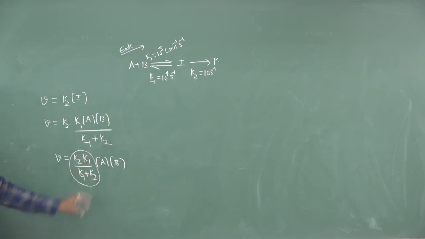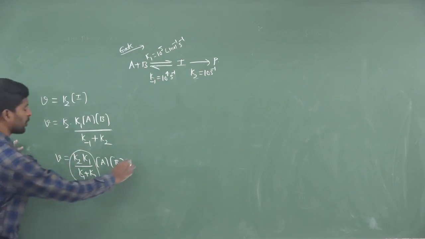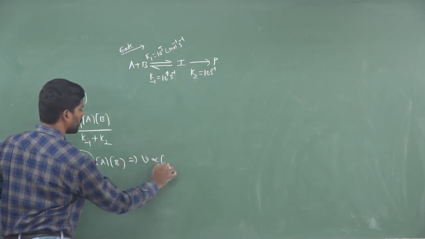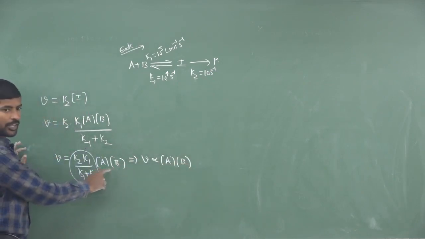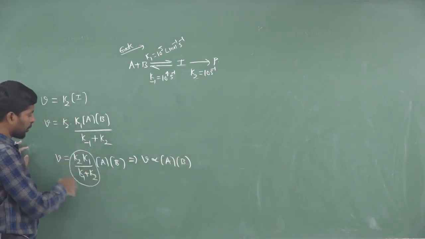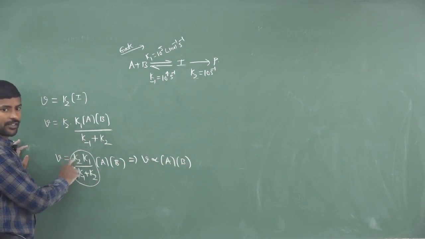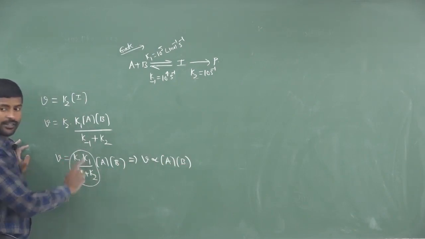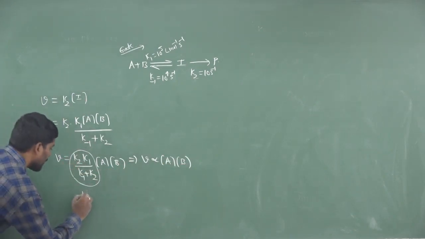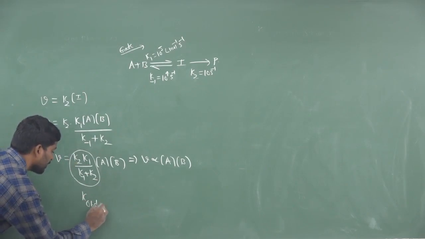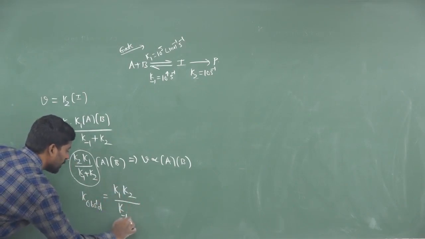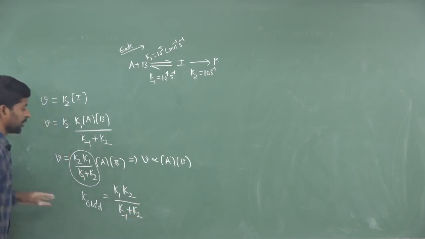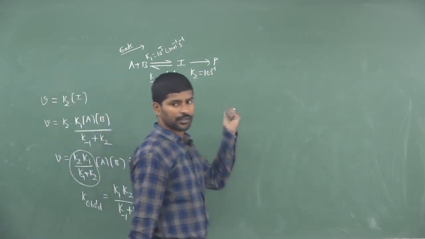This is called the observed rate constant. The rate equation gives V proportional to A into B. If you remove the proportionality, whatever constant we get is called the rate constant. So K observed is equal to K1 K2 by K minus 1 plus K2. Now substitute the data given.